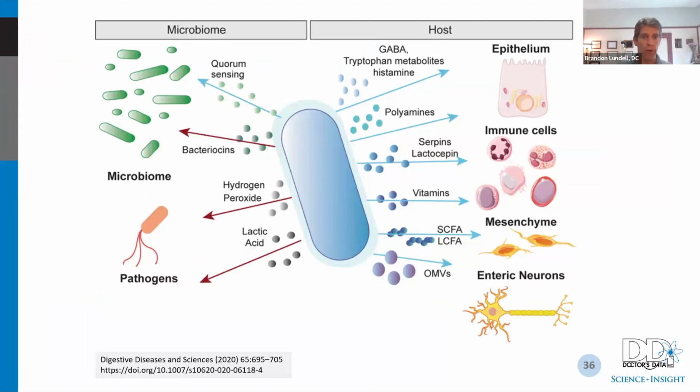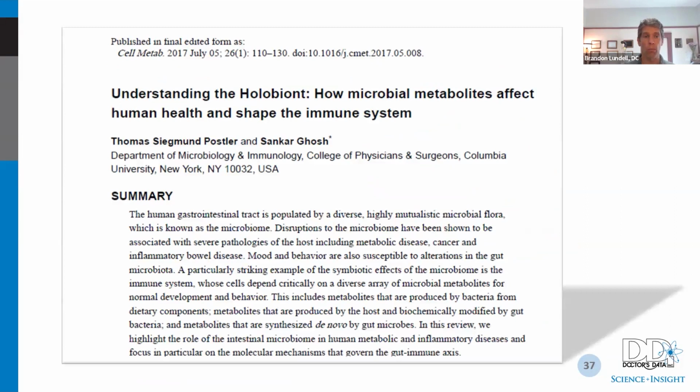And this is just another schematic of how the gut affects us through GABA and the neurotransmitter system, polyamines, serpines, lactosepin, vitamins, short-chain fatty acids. All of these things affect our epithelial cells, our immune cells, mesenchyme, and neurons. So that's why it's so important. Understanding the holobiont. This is a great study: understanding the holobiont, how microbial metabolites affect human health and shape the immune system.